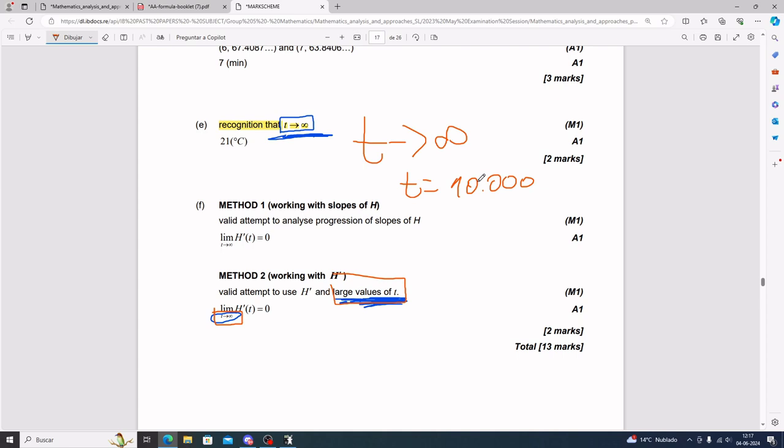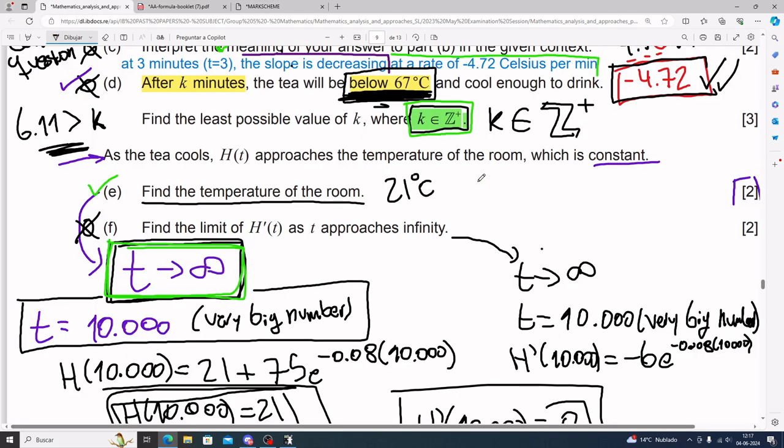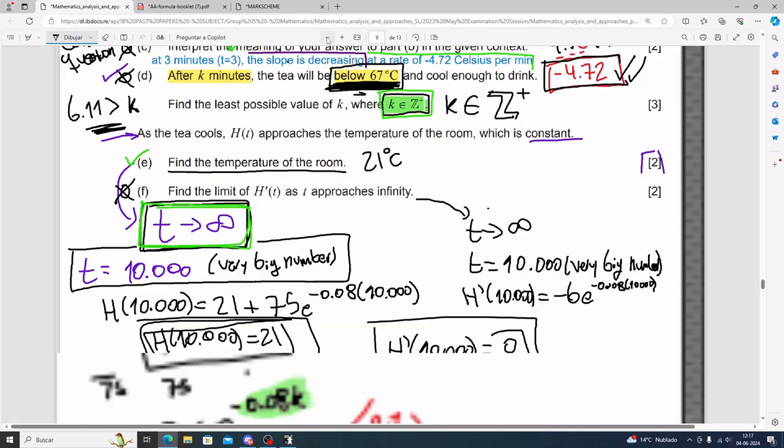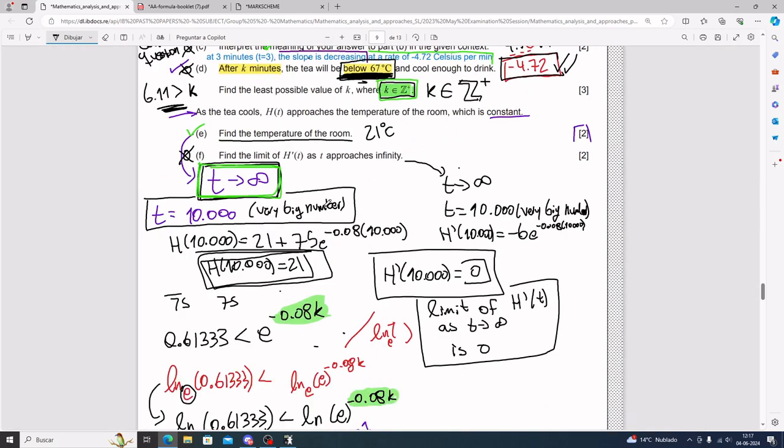You really need to understand the concept. If you're going for infinity, it's the same as just plugging in a very big value of t because the conclusion will be pretty much the same. See? There's some cases where not, but for the AASL level, I don't think you have to worry about the weird cases. So just plug in a big value of t, it'll make sense.